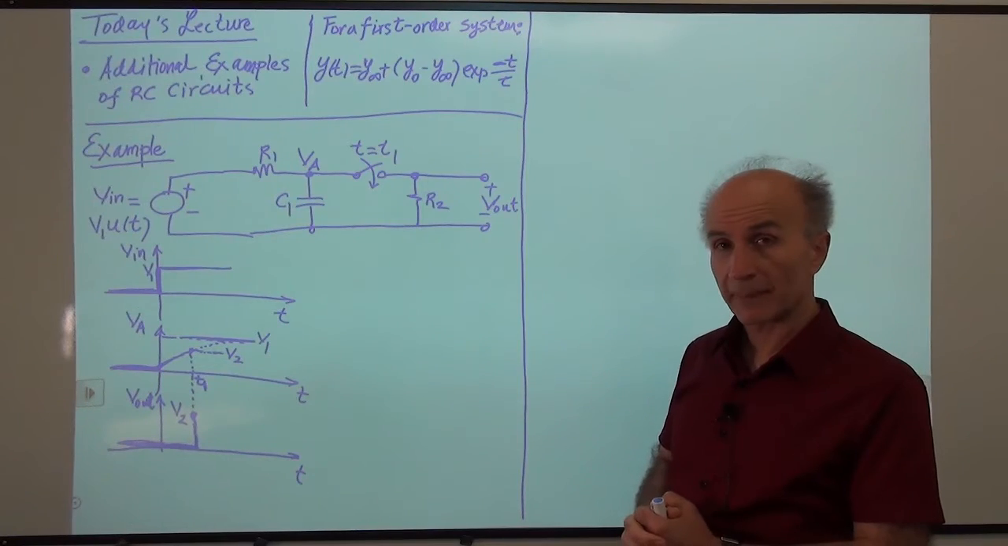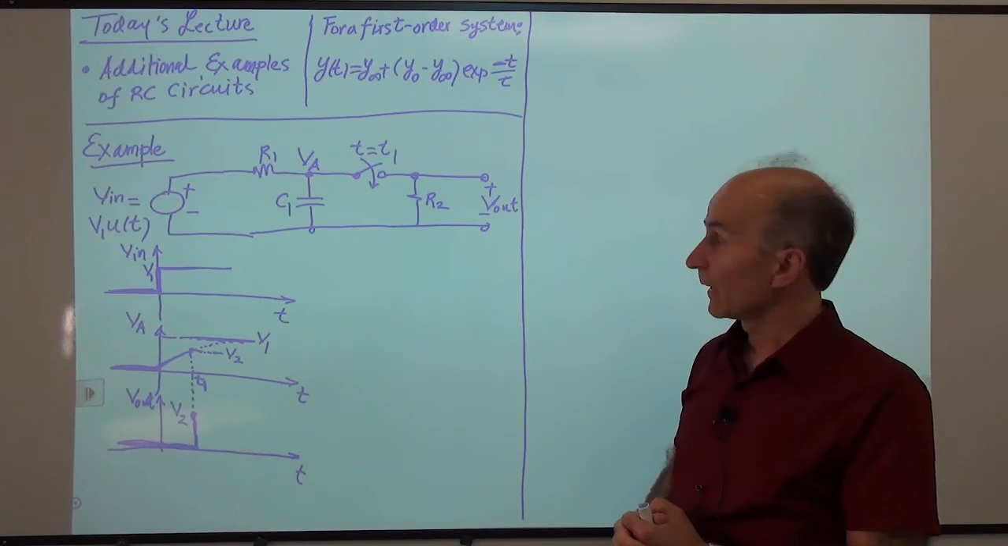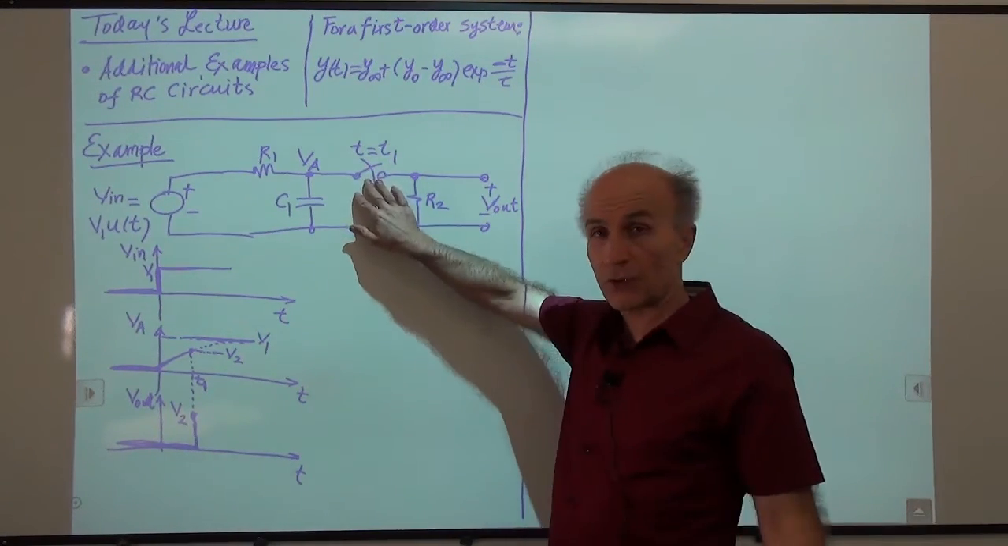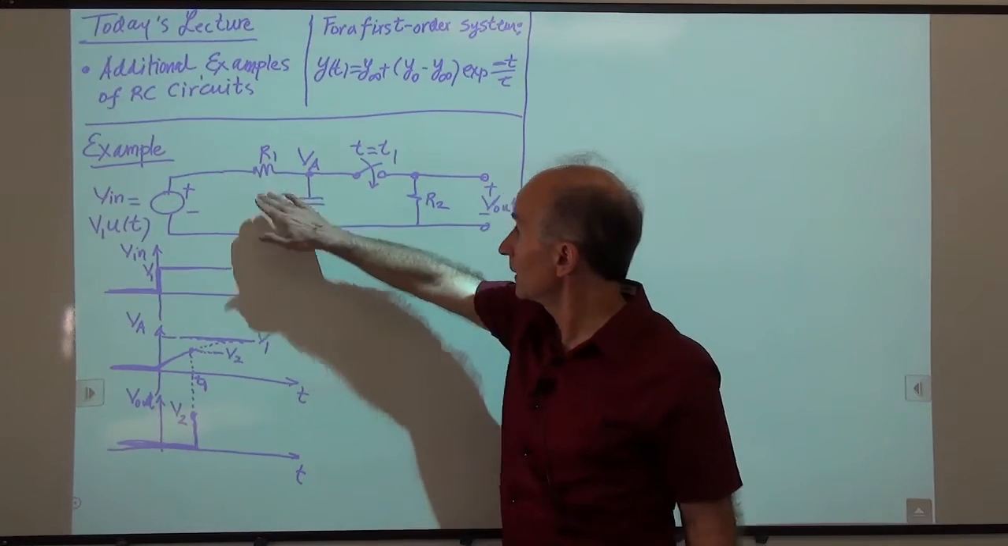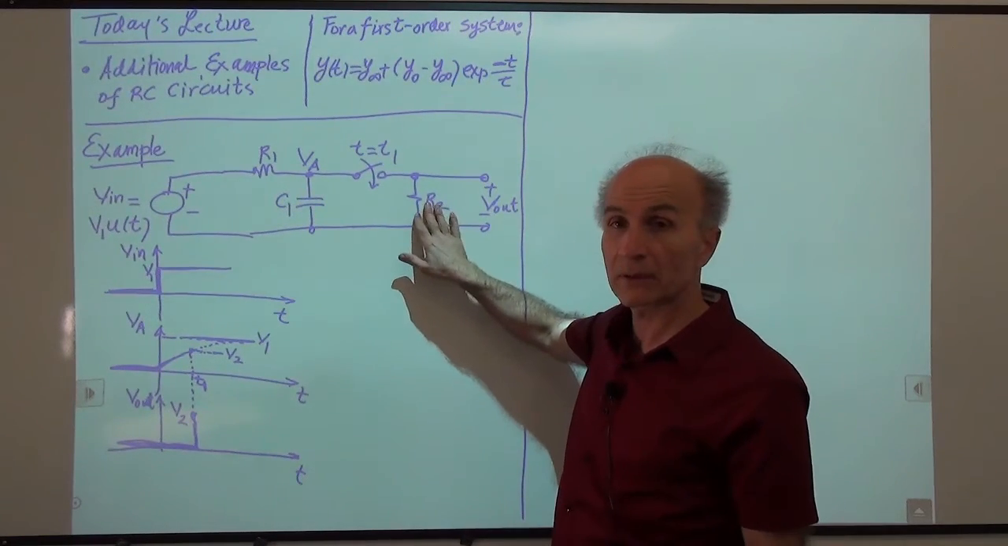All right, and then what happens? Okay, so this switch is now a short circuit. I have a resistor here, a capacitor here, a resistor here.